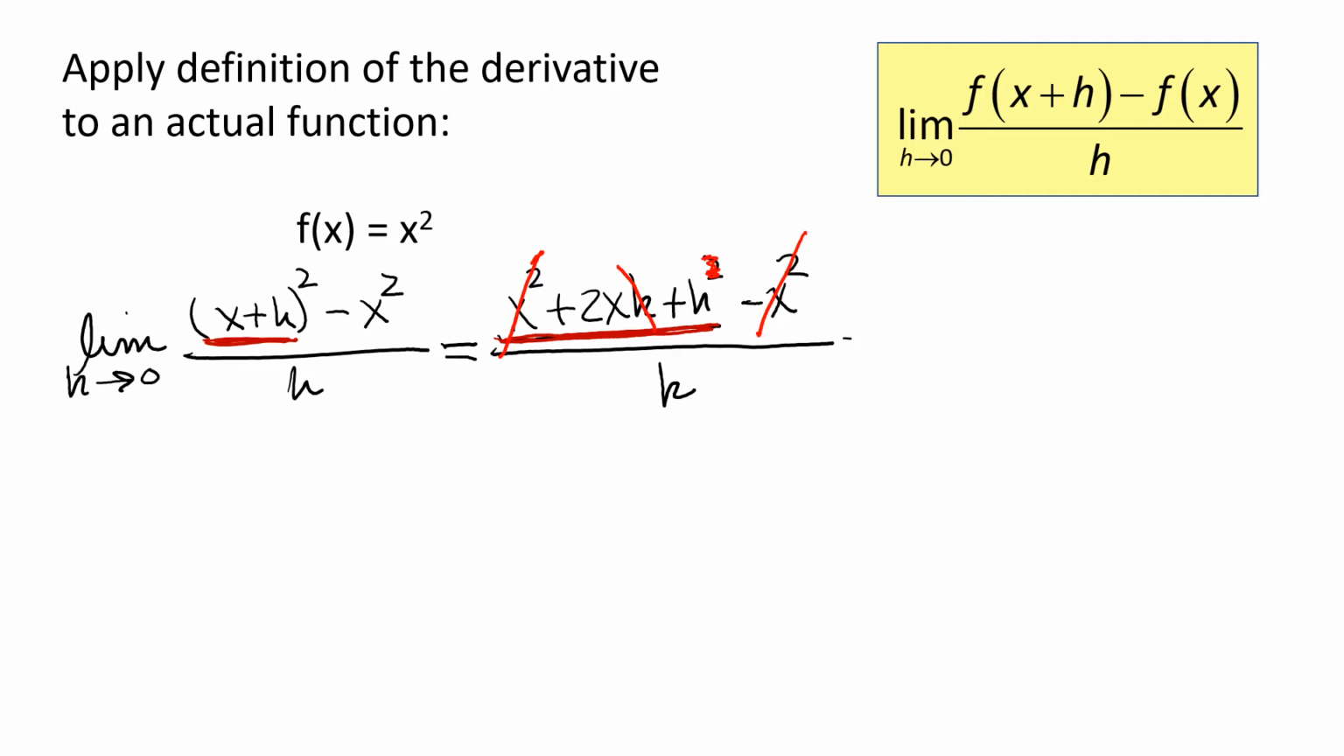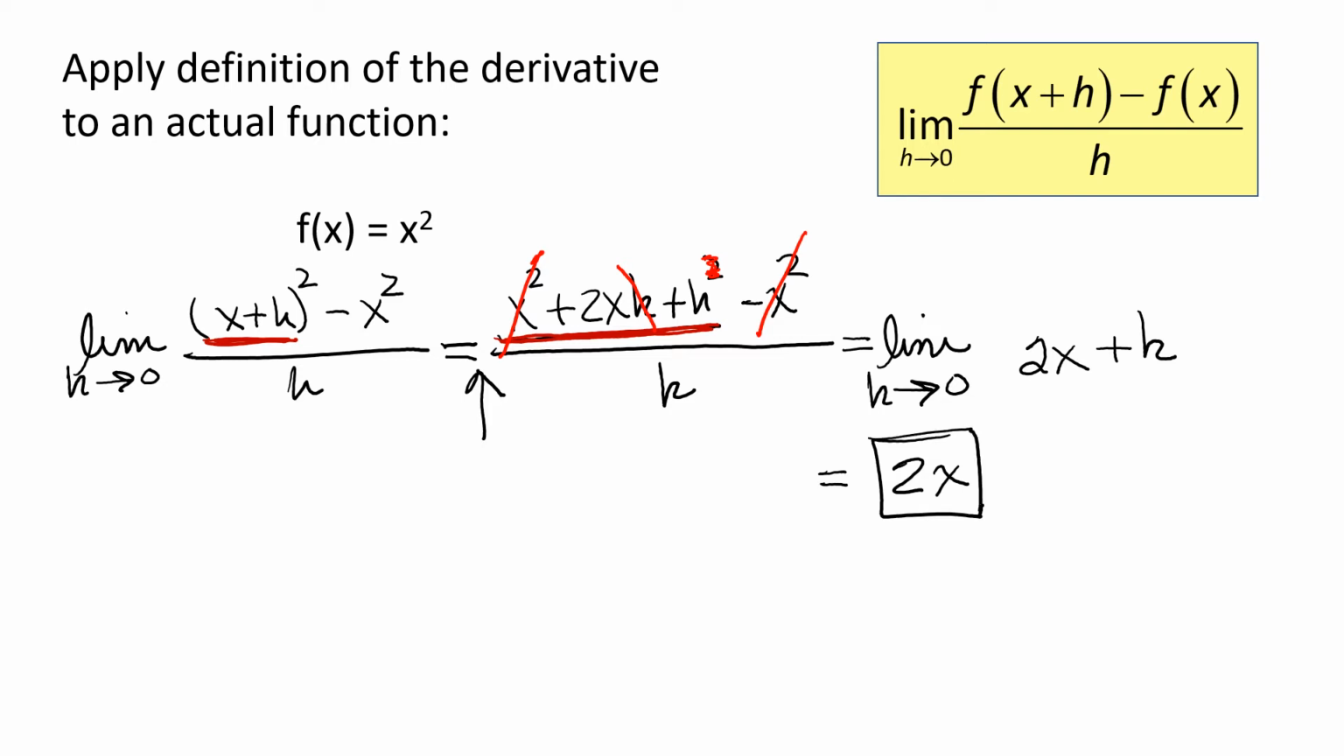So the end result is, and if I forget to put the limit, I don't mean to, but understand that it's still there, because we haven't taken the limit yet. So finally, we're left with 2x plus h, and we're going to take the limit as h goes to 0, which is a very easy limit to take, and that's going to give us simply 2x for our derivative of f of x. So in other words, this is df dx, or if you prefer, f prime of x.